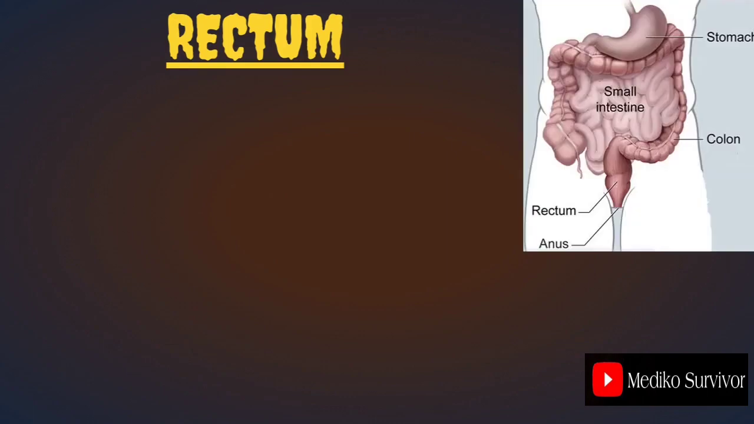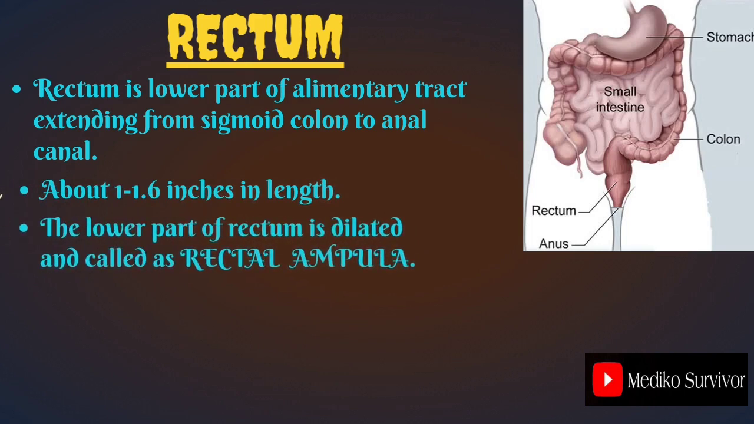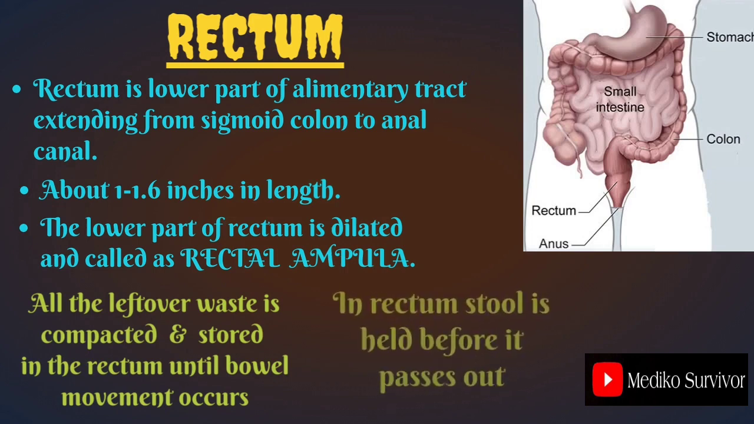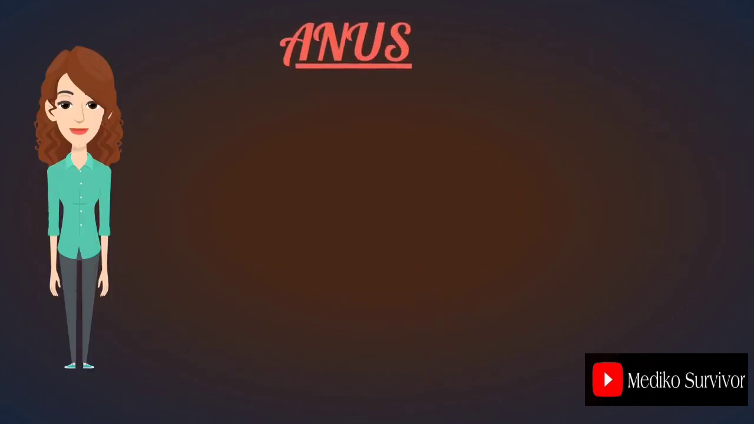Rectum is the lower part of the alimentary tract, extending from the sigmoid colon to the anal canal, about 1 to 1.6 inches in length. The lower part of the rectum is dilated, and it is called the rectal ampulla. All the leftover waste is compacted and stored in the rectum until bowel movement occurs. In the rectum, stool is held before it passes out.